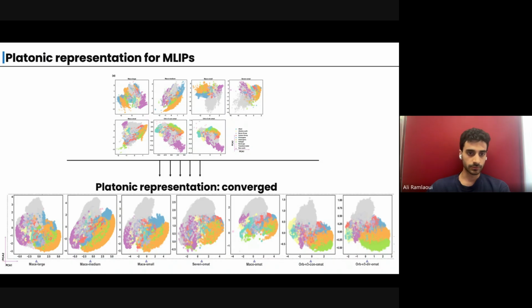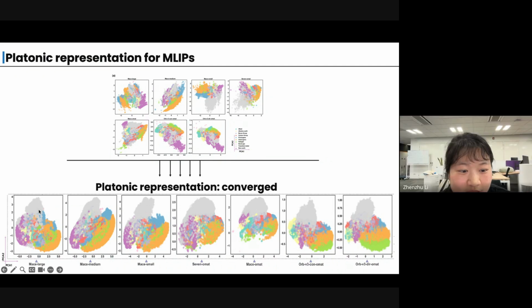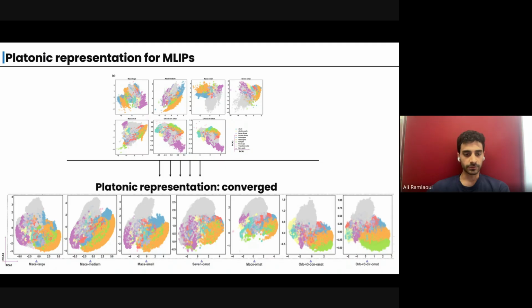But I still guess the question is, how do we decide if they're aligned? Is it that once we project them onto their principal components, they're supposed to have the same range or the same kind of values? This is only from appearance, right? The chemical species, like the gray ones, are the transition metals. The arrangement is starting to converge, but we also have statistical metrics to calculate their alignment.